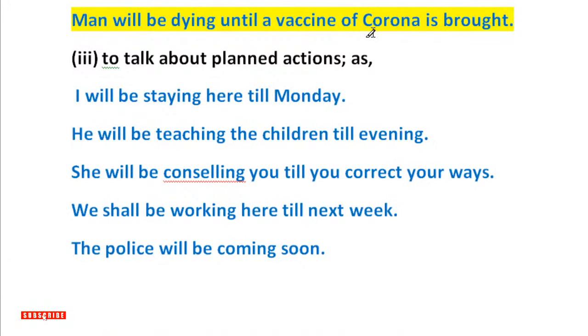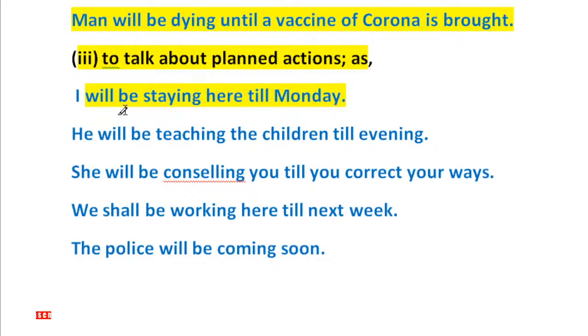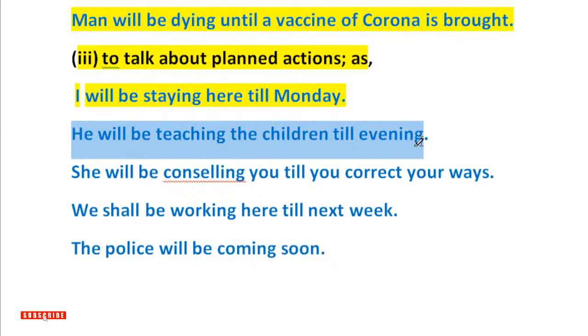Then take another example. Future continuous tense is used to talk about planned actions. So when we have some plan, for example, I will be staying here till Monday. This is my plan. He will be teaching the children till evening. She will be counseling you till you correct your ways. We will be working here till next week. The police will be coming soon. So these are plans.